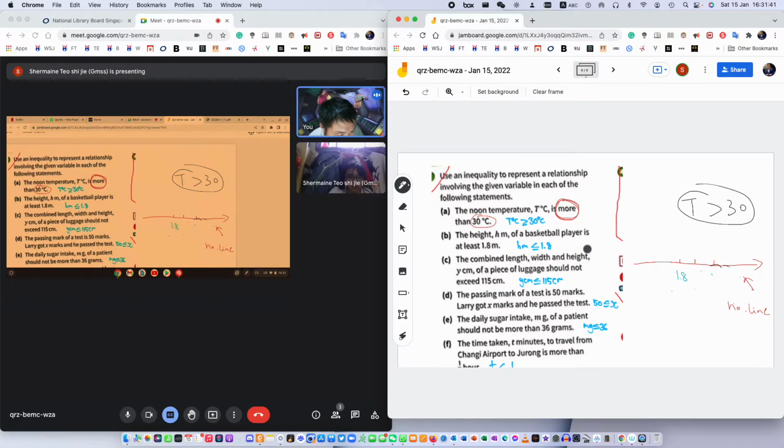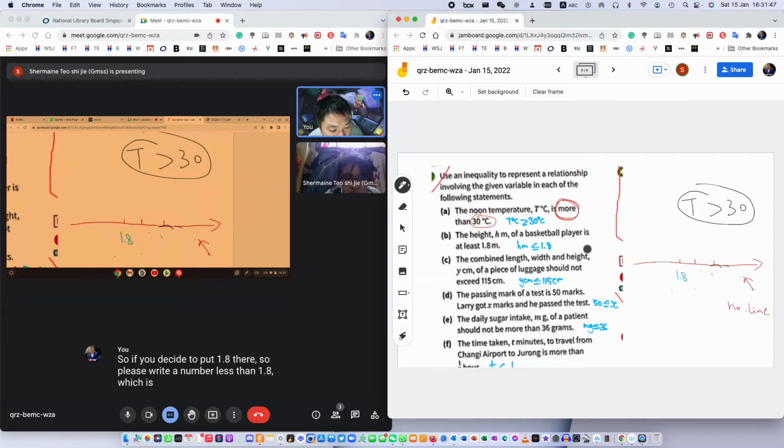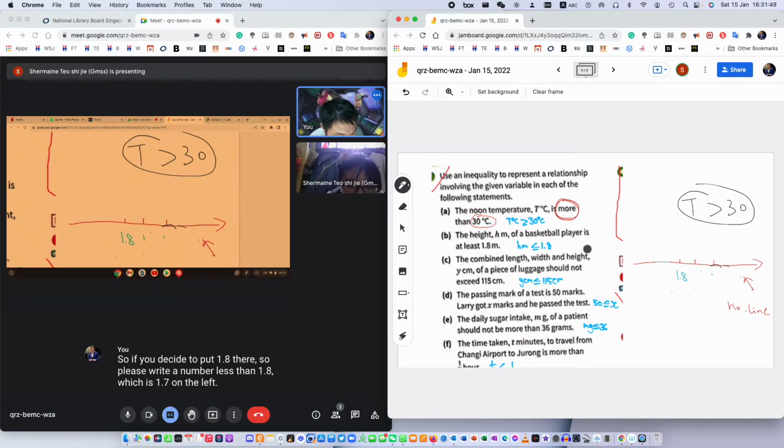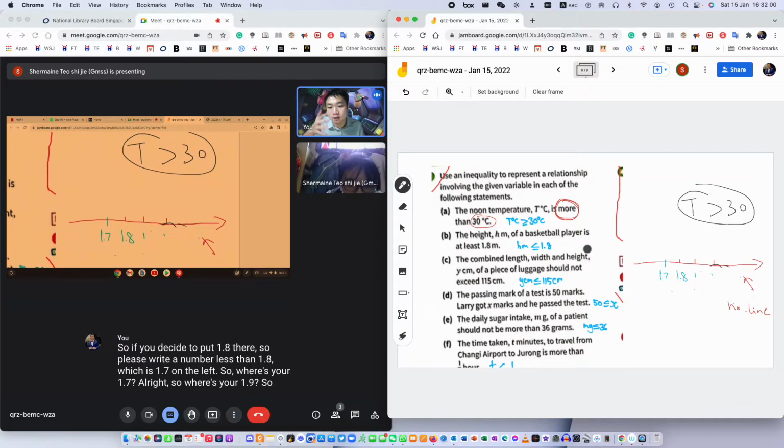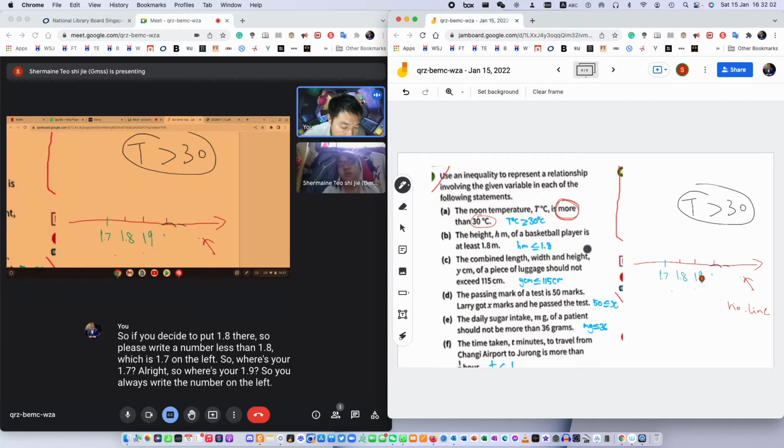Okay, if you decide to put 1.8 there, please write a number less than 1.8, which is 1.7, on the left. So where is your 1.7? Alright, so where is your 1.9? So you always write the number on the left, number on the right. Alright, good. So now, answer the question.